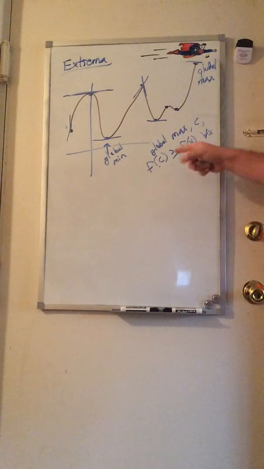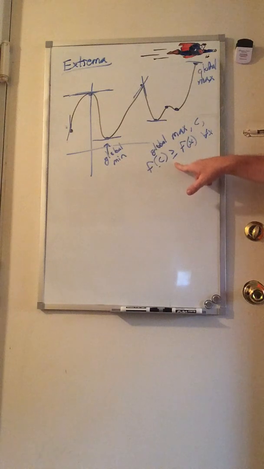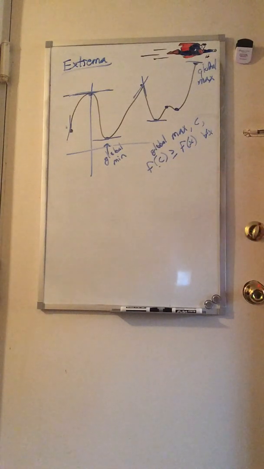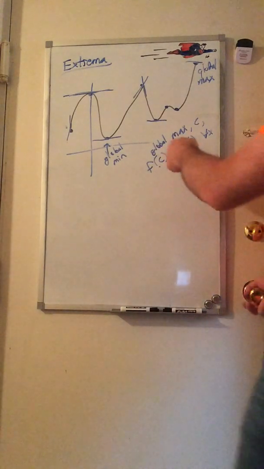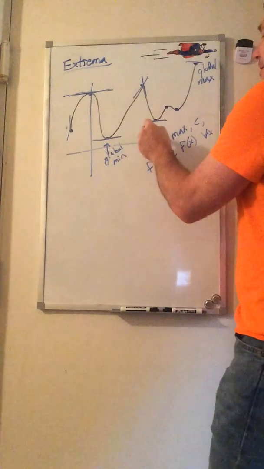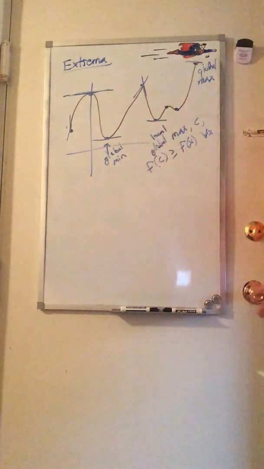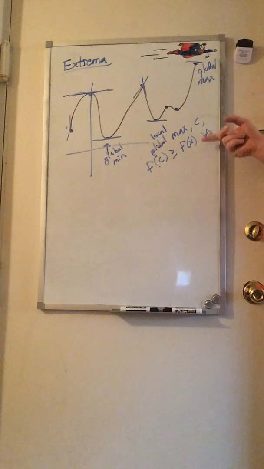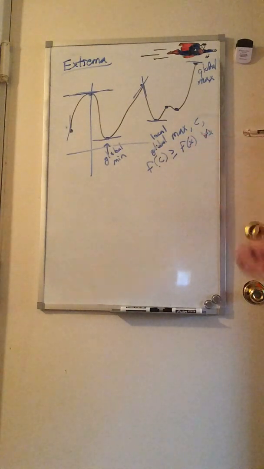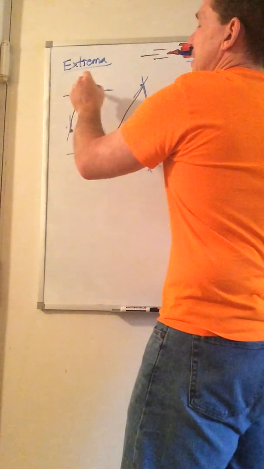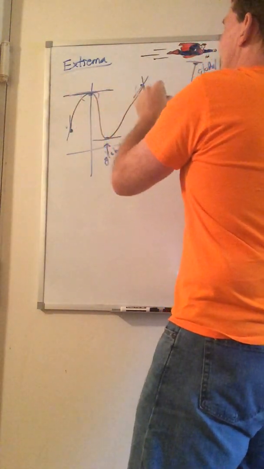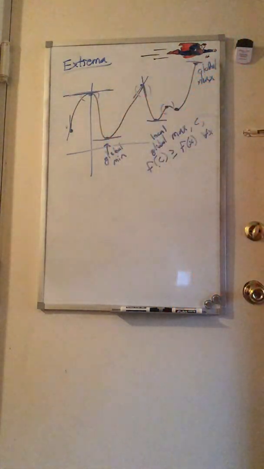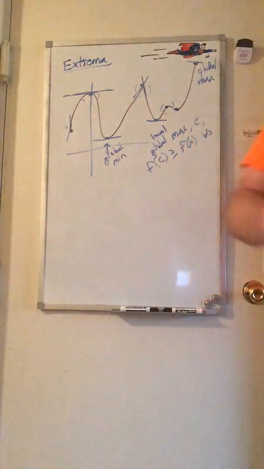Global min would be the same, except this would be less than or equal to. Local max and min would be the same. For the local max, f of c would have to be greater than or equal to f of x, only instead of it being true on the whole domain, it would just be true on some interval around that max. So again, the definitions are pretty intuitive.